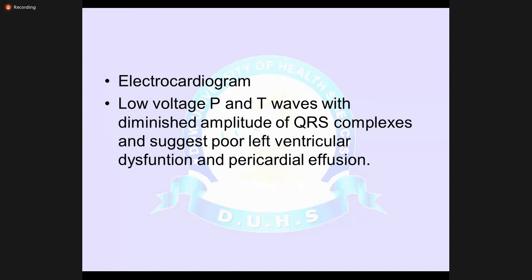So if you see the ECG compared to a normal PQRST complex, you will see low voltage P and T waves with diminished amplitude of QRS complexes. And if you see that, it suggests poor left ventricular function and pericardial effusion, which can be seen in a patient with hypothyroidism. So you can diagnose hypothyroidism by doing the ECG, by radiological investigations, and by blood tests.